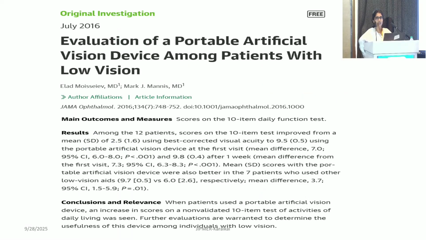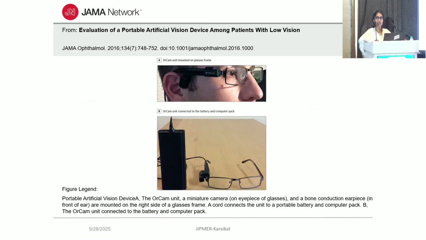The next interesting thing that we should know about is artificial vision devices. This was the OrCam unit, based on which we have the present smart glasses, the smart vision glasses. So what is this actually? The low vision patient wears these glasses.